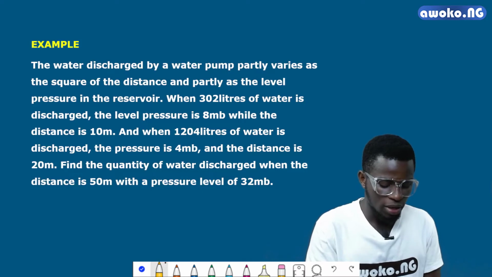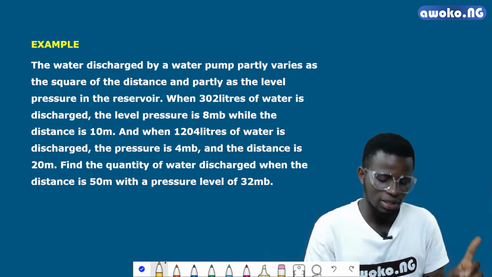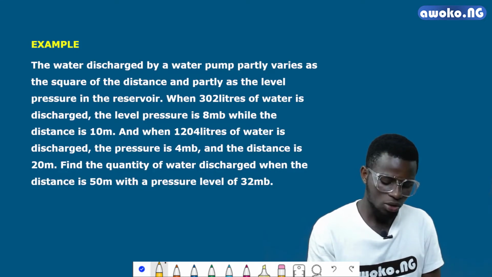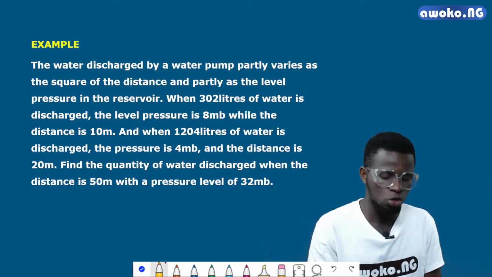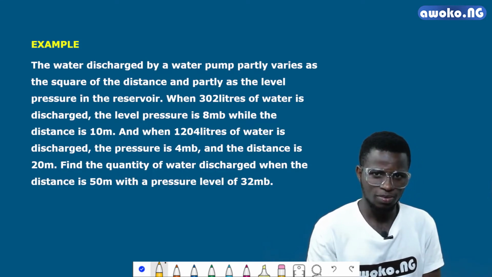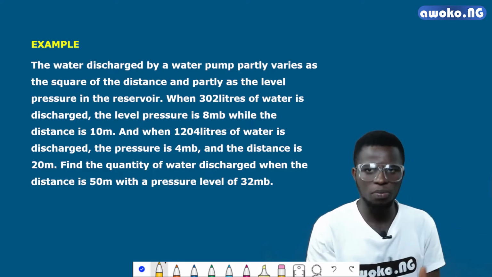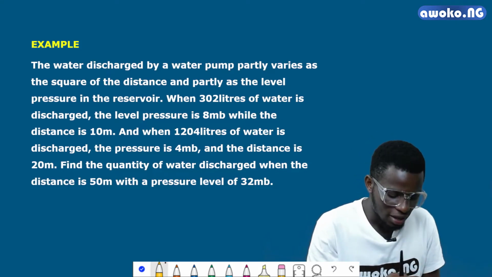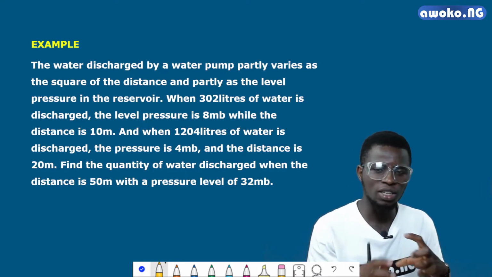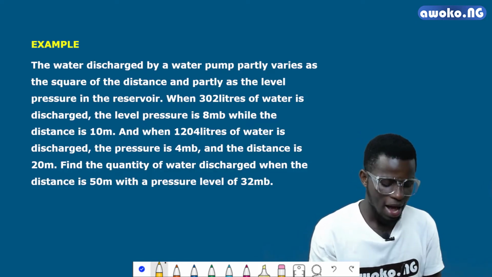Okay, the first one, 302 liters of water is discharged. The pressure level is 8 MB and the distance is 10 meters. So when the water discharge increased, okay, to 1204, what happened to the other quantities? Of course, the pressure level reduced. Is that okay? So the higher the discharge from the water pump, the lower the pressure, and the distance increased from 10 meters to 20 meters. So you've seen the way these variables or these quantities relate to one another, right?